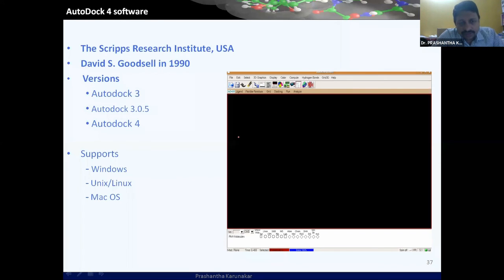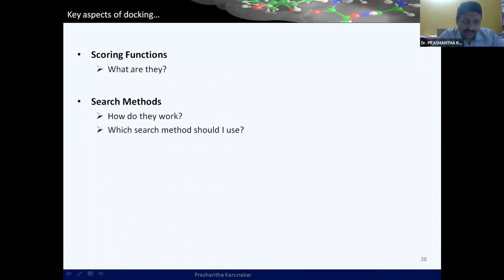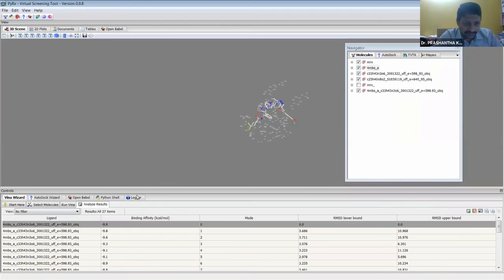So that is why we started using PyRx. We have a scoring function and we have search methods available. These two are the most important aspects in any docking program: how it gives the score and how it is going to generate different conformations. Those are the two important aspects as far as docking is concerned.